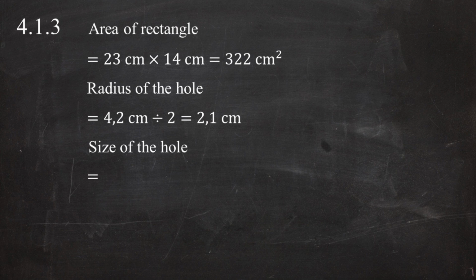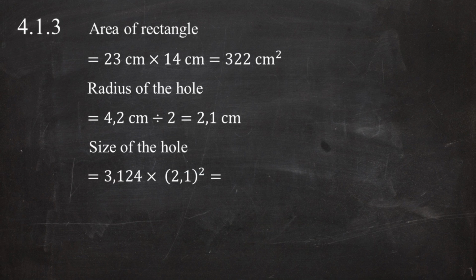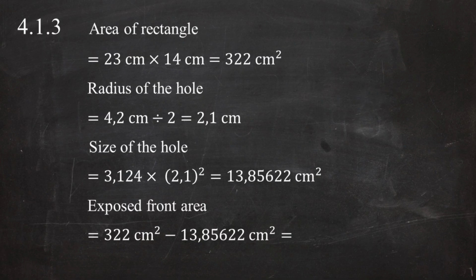Substituting the radius of the hole into the formula for the area of a circle and then simplifying the equation using a calculator will give us the size of the hole equal to 13,85622 centimeters squared. Now subtracting the area of the hole from the total area of the front of the birdhouse will give us an area of the exposed front of 308,1437 squared centimeters.